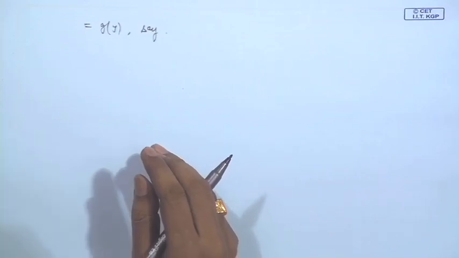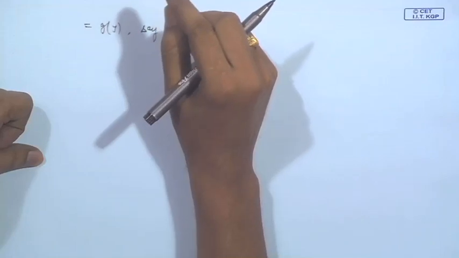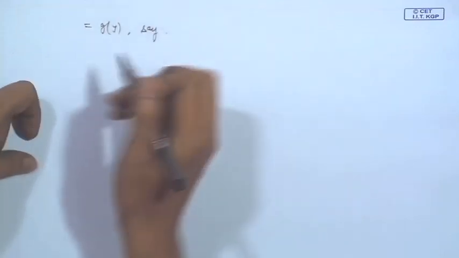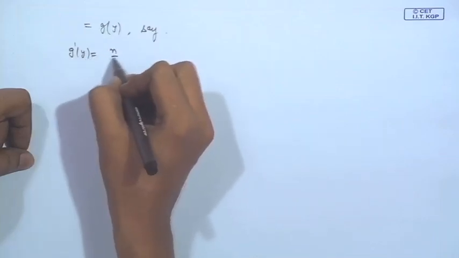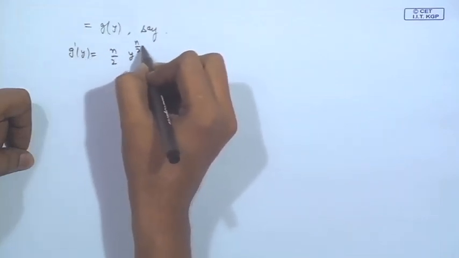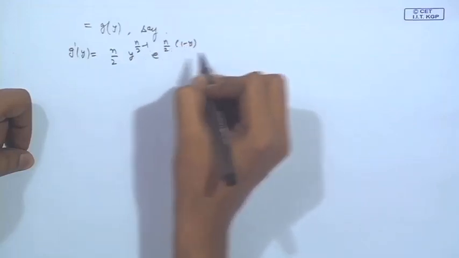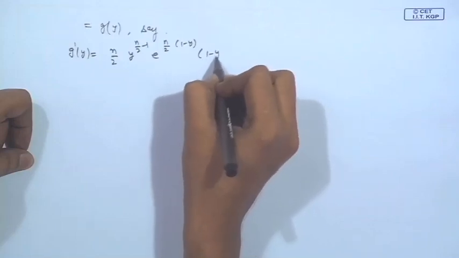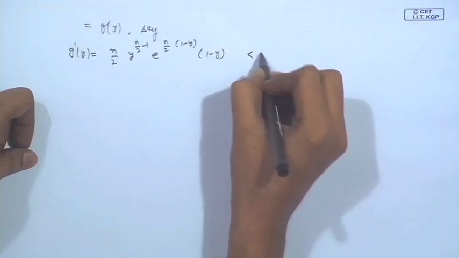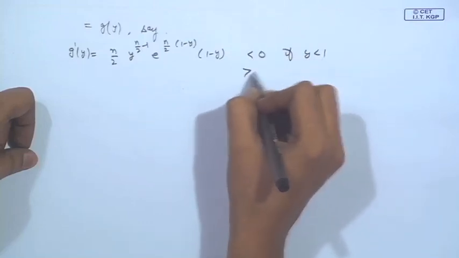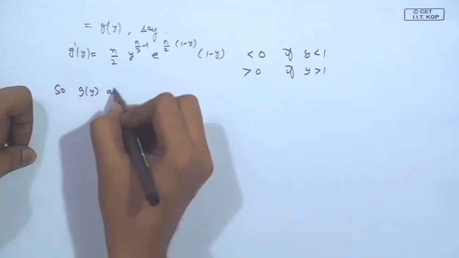However, in the previous case y was always less than 1, but here y can take any value, and therefore we need to look at the proper full behavior. That is, g prime y is actually equal to n by 2 y to the power n by 2 minus 1 e to the power n by 2 into (1 minus y). So, obviously, this is less than 0 if y is less than 1, and greater than 0 if y is greater than 1.